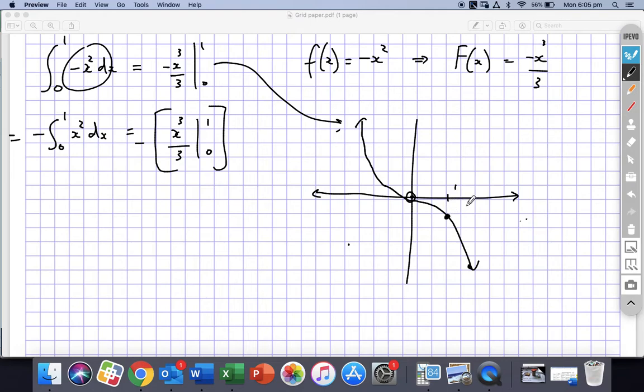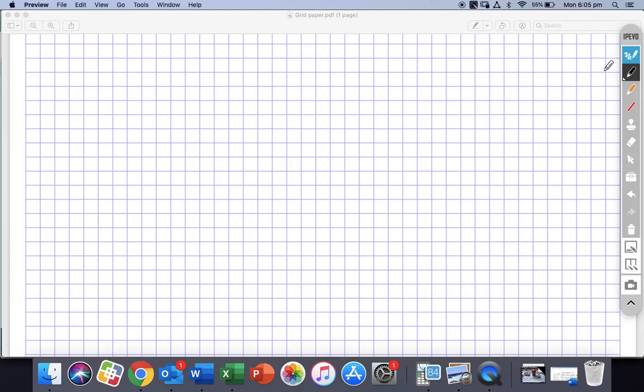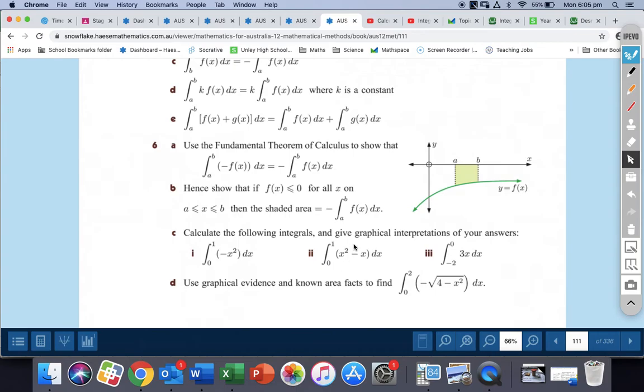The key idea is that we're below the x-axis here, so we're going to get negative values when we do f1 minus f0, or when we apply the fundamental theorem of calculus. But nonetheless, the area itself would be positive, and I think that's where this question's going to go.